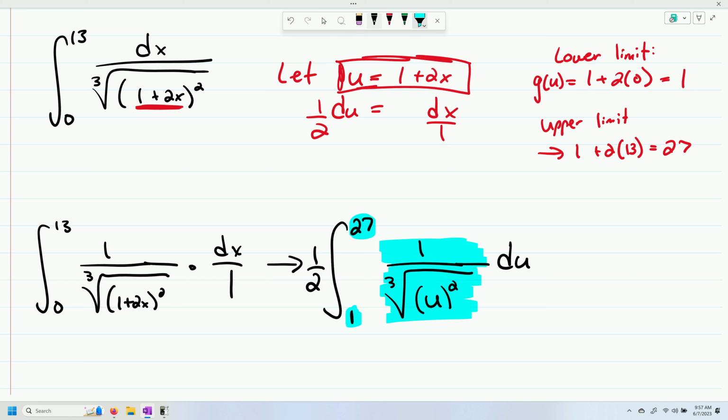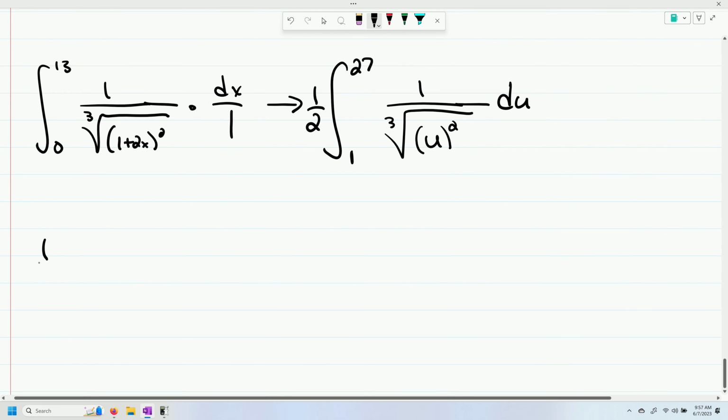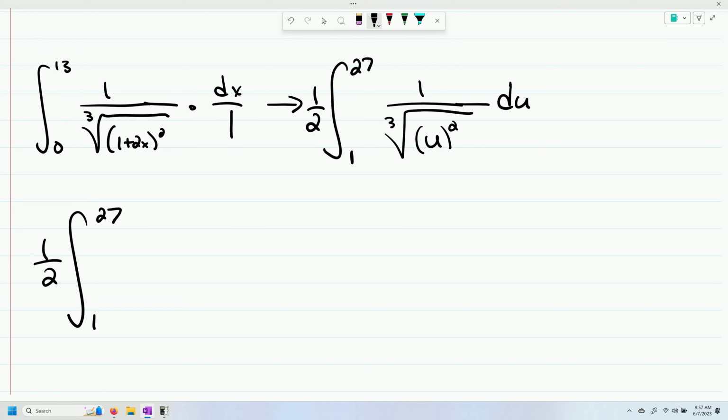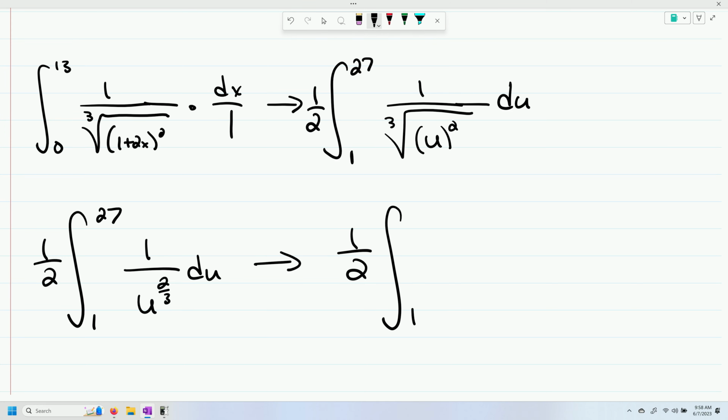All right? So let's go ahead and let's just finish this problem out. We'll call it a day from here. So we got 1/2 times the integral from 1 to 27. And I'm going to clean that up because, once again, I want to make sure that I can go ahead and integrate this using some basic rule that I have. So to clean this up, remember, this is 1 over u to the 2/3 power du, which turns into 1/2 times the integral from 1 to 27 of u to the negative 2/3 du.